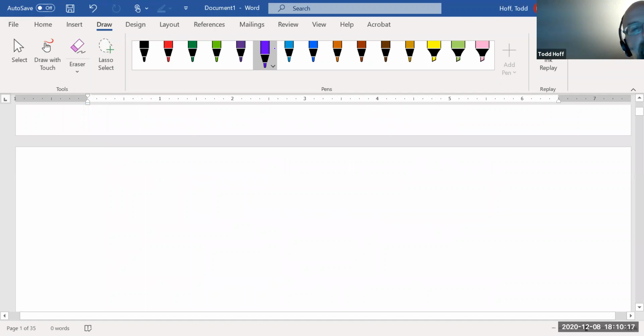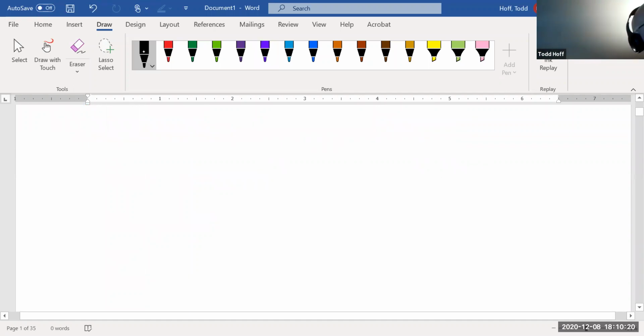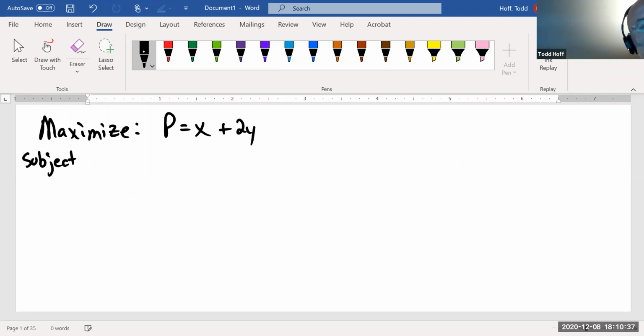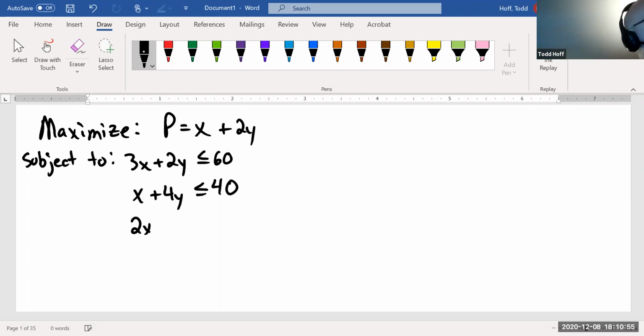So let's just jump into an example of a linear programming problem. We are going to be asked to maximize. This is our objective function because that's what we're being asked to maximize: P equals x plus 2y, subject to constraints. 3x plus 2y is less than or equal to 60. x plus 4y is less than or equal to 40. 2x plus 3y is less than or equal to 45.